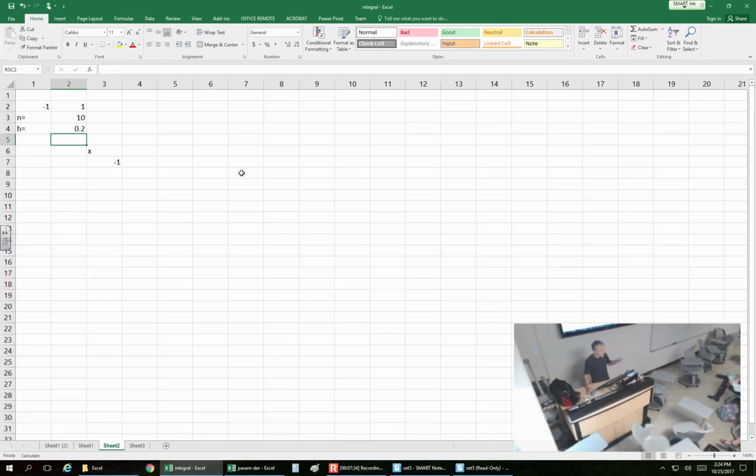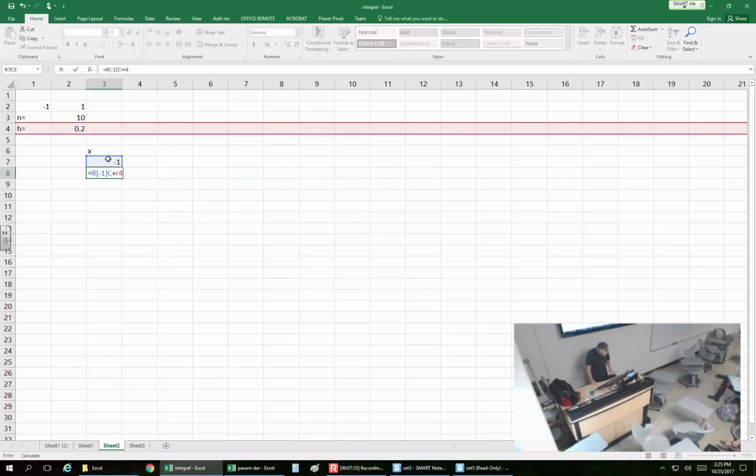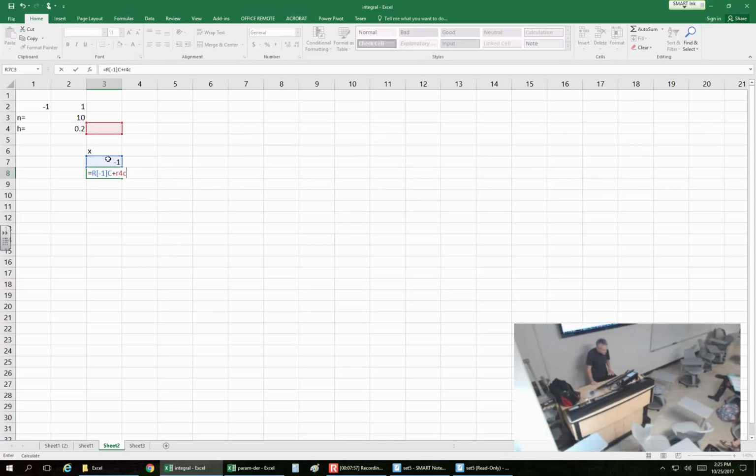Now I will go along the column of x, making a step of 0.2. This first one is equal to the lower limit. Then I progress by 0.2, so it's equal to the previous one plus 0.2. So it will be R4C2. And then I can have as many as I like.